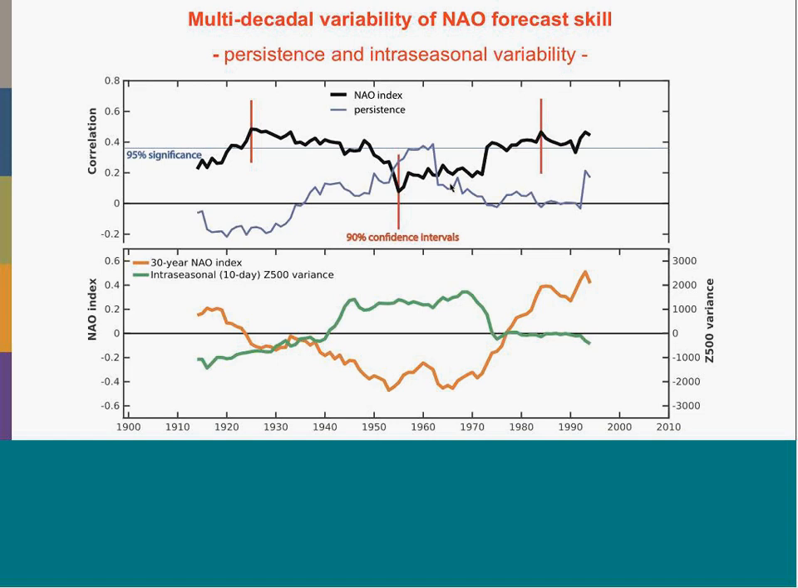And we can see, we plot the skill in a very similar way as for the dynamical model here, that the correlation skill of the persistence forecast is lower than the dynamical forecast skill and not significant for most of the century, except for a period centered around 1960, in which the correlation reaches a peak.